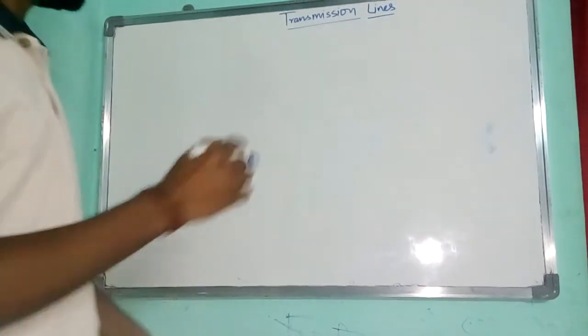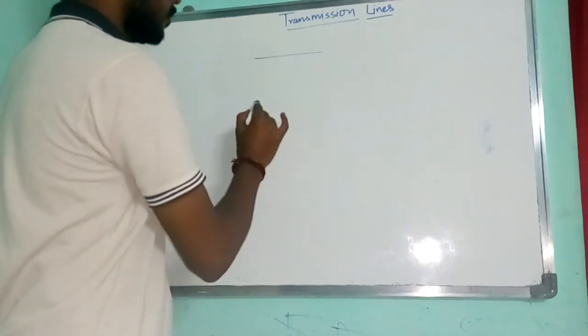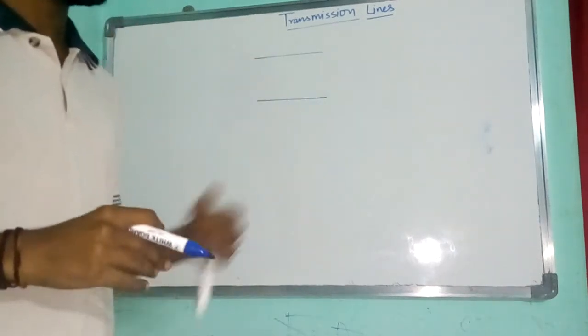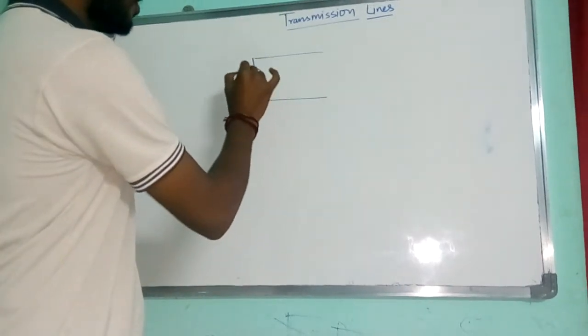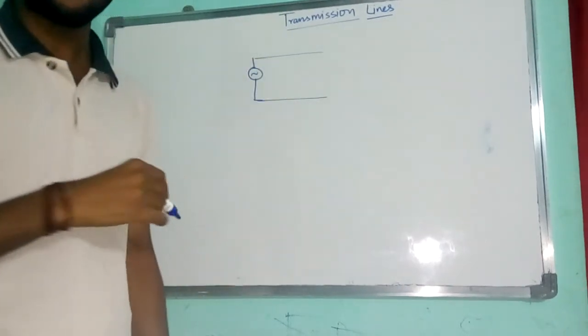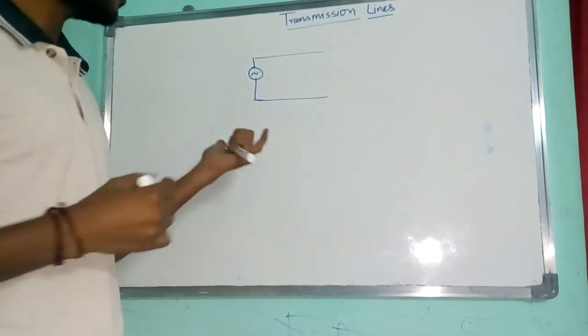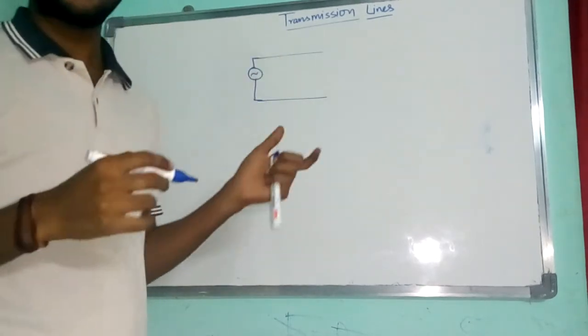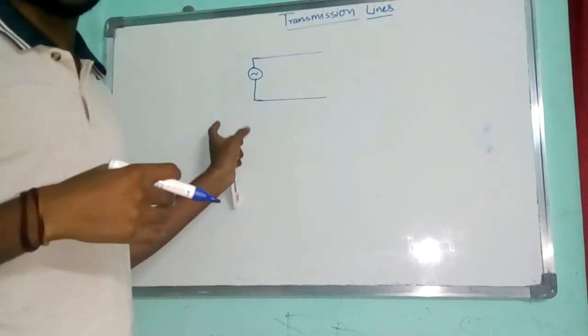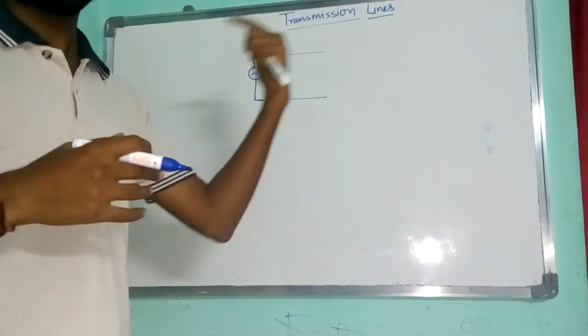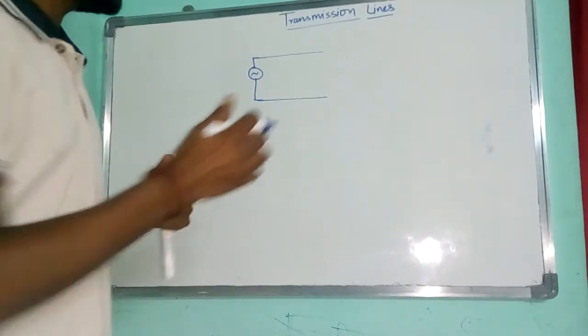A transmission line is composed of two conductors wherein we apply some voltage at one end, called the source, and we see that the entire power and energy which we have applied on one side reaches the other side.